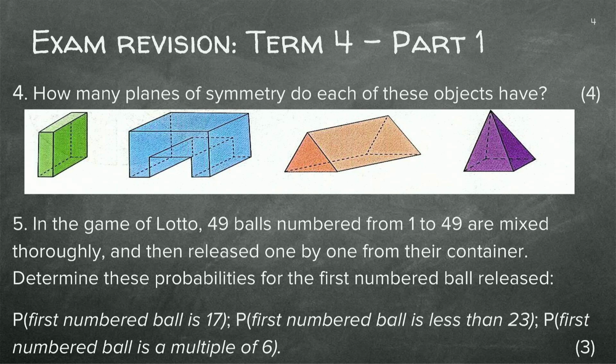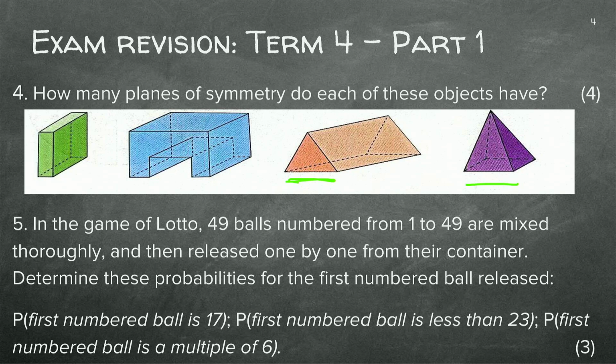Right, now planes of symmetry in question 4. How many planes of symmetry do each of these objects have? So remember, if we make a cut through the object, the two sides will be symmetrical. So make sure that you see this one as an equilateral triangular prism, and this one as a square-based pyramid. So that can also help you with the previous question, right?